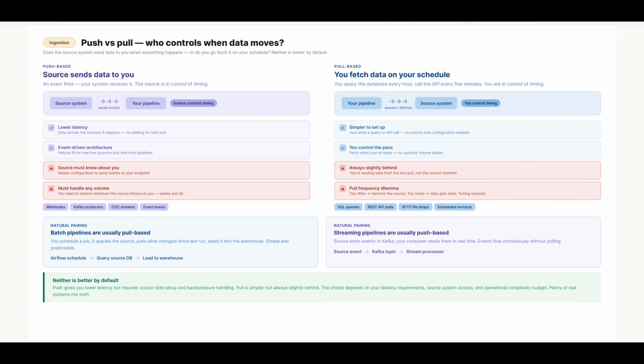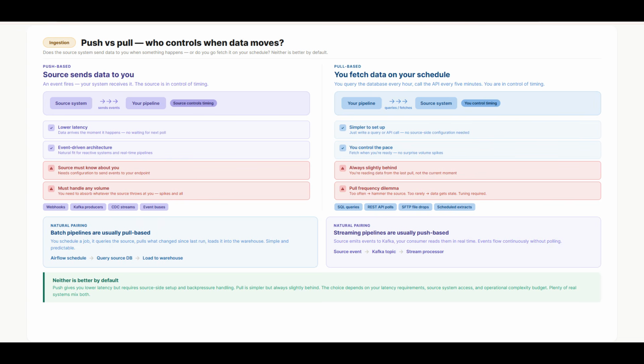Pull means you go and fetch the data on your schedule. You query the database every hour. You call the API every 5 minutes. You are in control of timing. Neither is better by default. Push gives you lower latency. You get data faster because you're not waiting for your next scheduled pull.